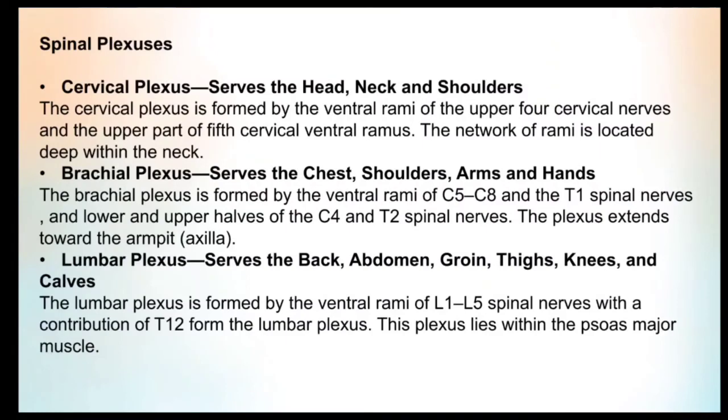So next is the brachial plexus. Serves the chest, shoulders, arms, and hands. So yung brachial plexus ay napo-form siya ng ventral rami simula ng C5 hanggang C8 at saka ng T1 spinal nerves and lower upper halves of the C4 and T2 spinal nerves. The plexus extends toward the armpit or axilla.